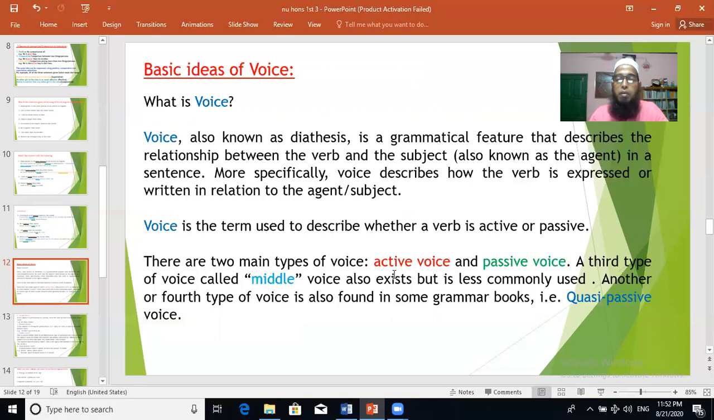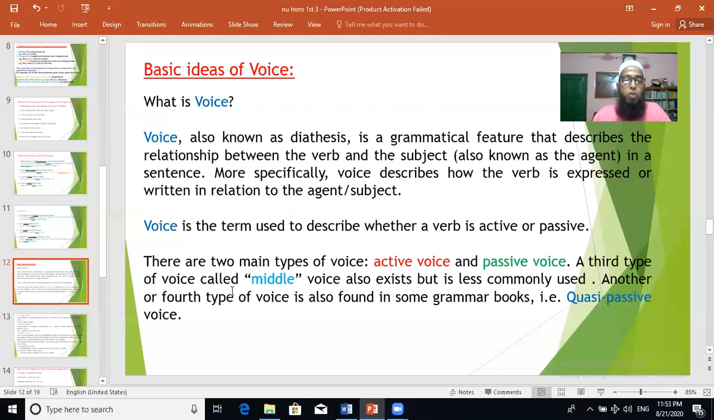But in some grammar books, there are some other voices also. Although they are not usually used, they are very rare or less used. A third type of voice called middle voice also exists, but is less commonly used. Another, or fourth, type of voice found in some grammar books is quasi-passive voice. So actually we are familiar with active voice and passive voice. We are also familiar with middle voice and quasi-passive voice as examples, but perhaps we don't know the name.